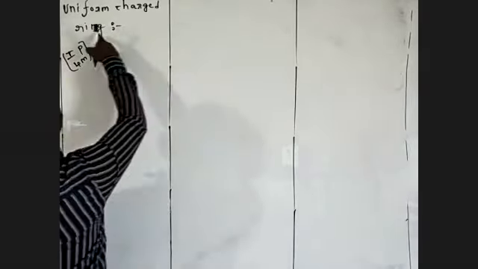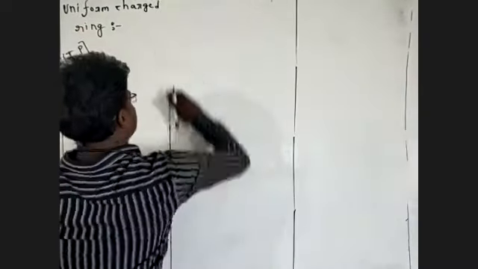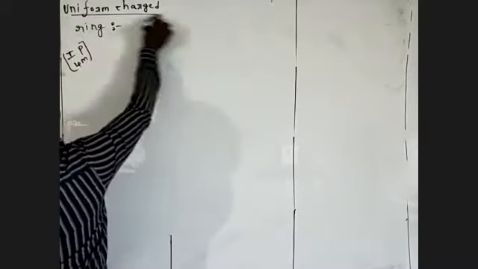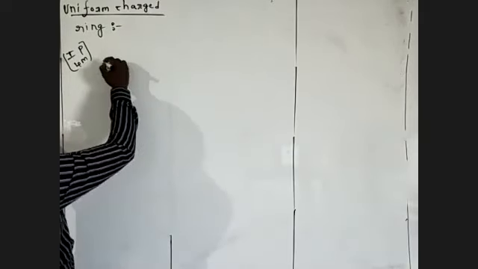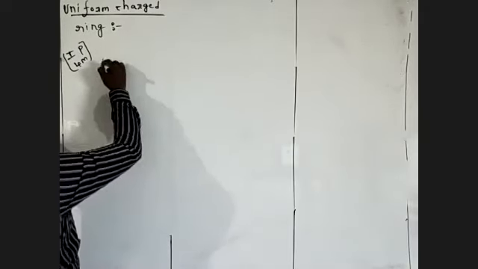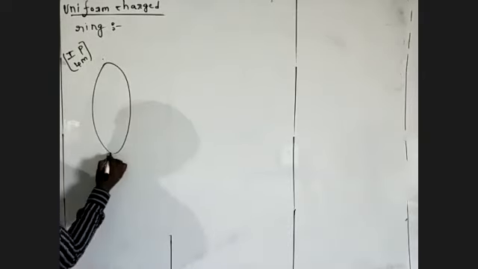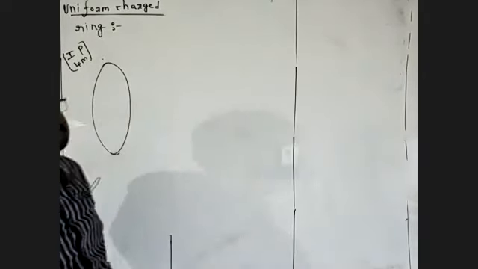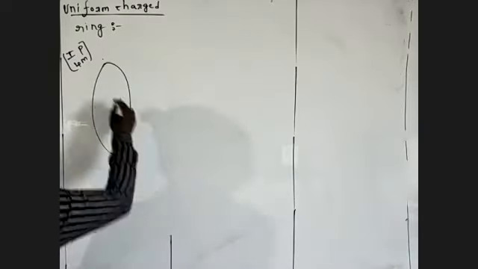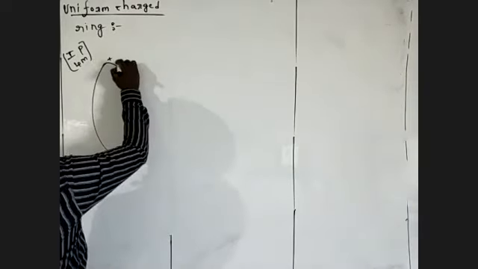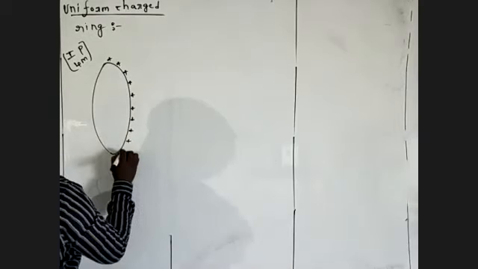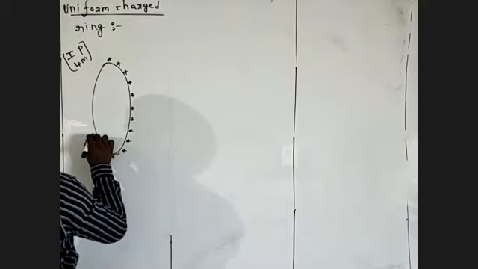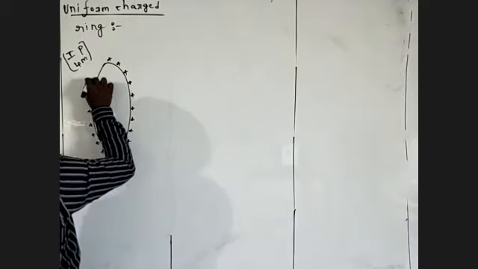This is a uniform charge ring. Here is what I'm going to explain in this concept: a uniform charge ring. This is a ring. Next, positive charge is uniformly distributed along the ring.